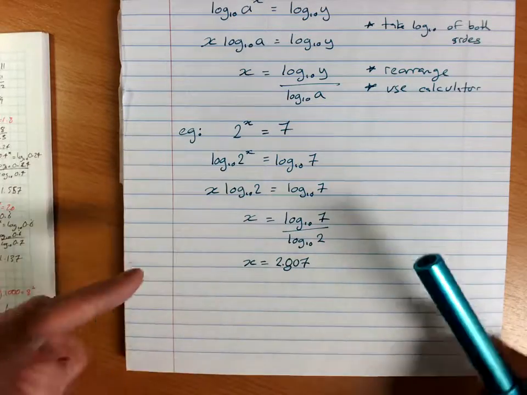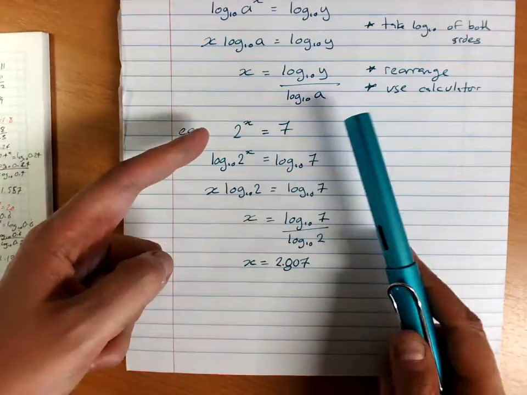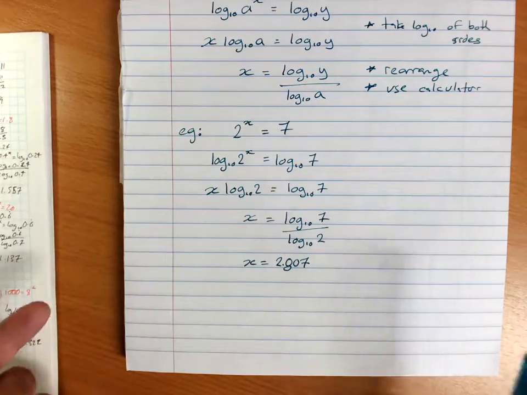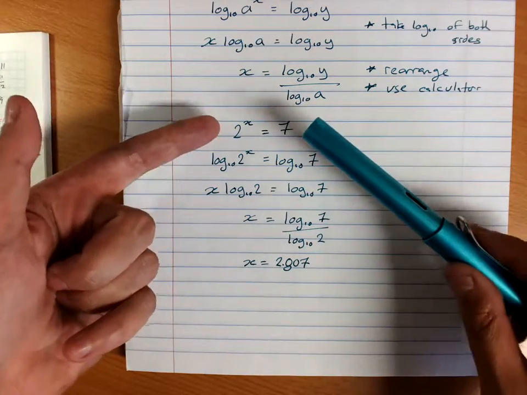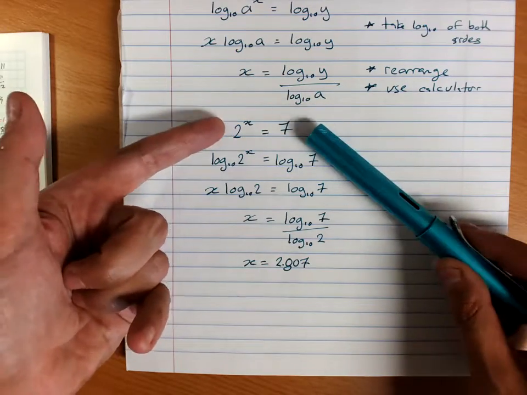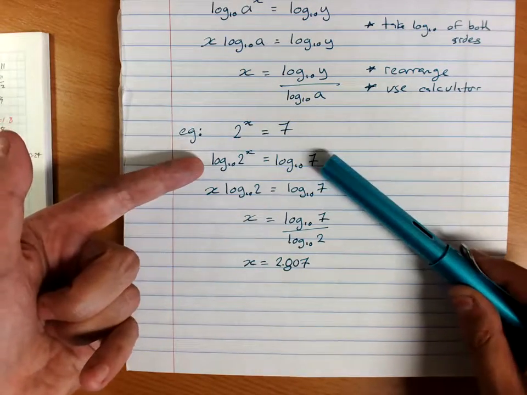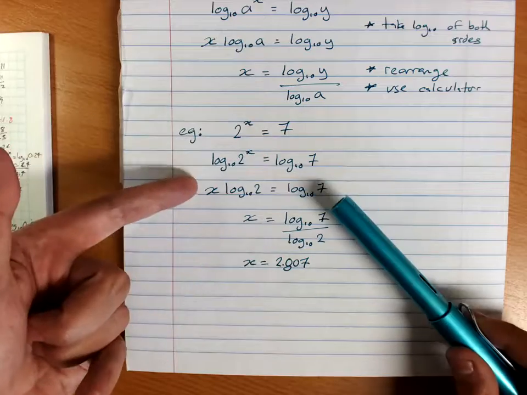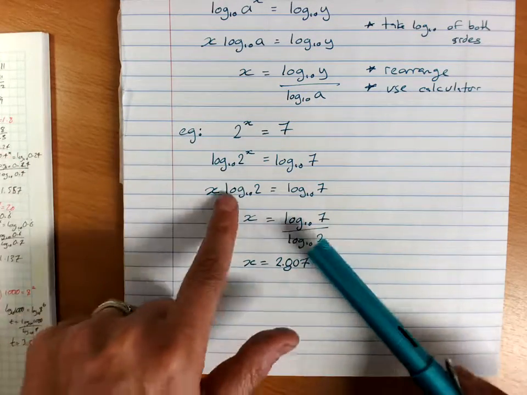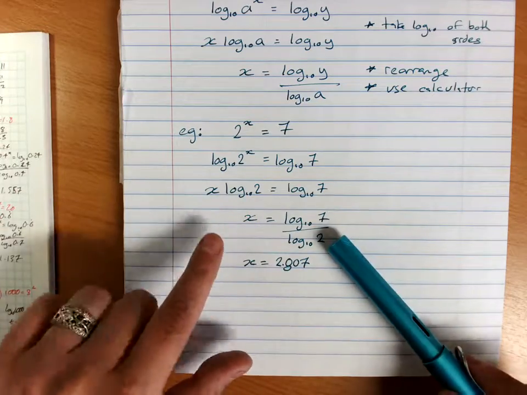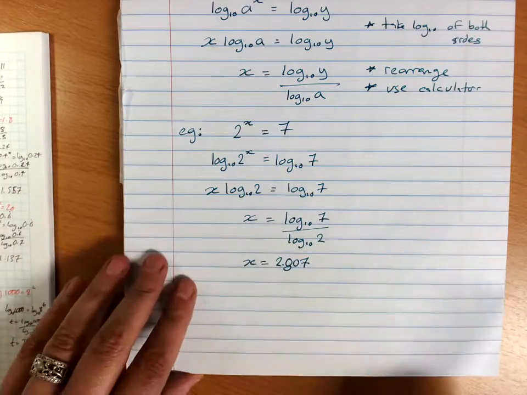So your steps are, when you have to use the calculator to evaluate logs or to solve an exponential equation that doesn't have a nice easy answer, take log 10 of both sides, move the x to the front, rearrange by dividing by whatever's next to the x, and use your calculator.